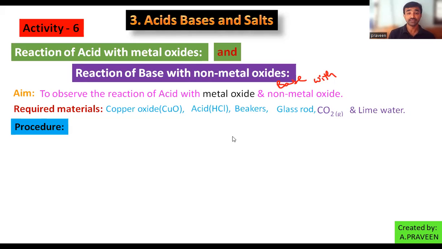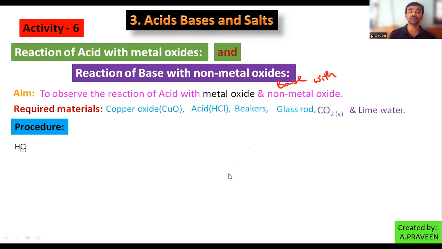I'm not conducting that. Then what about the carbon dioxide and lime water test? We already completed this reaction in activity number 4. We pass carbon dioxide gas, formed by the reaction of an acid with a metal carbonate or metal hydrogen carbonate, through the delivery tube into another tube containing lime water. We observed that a white precipitate is formed. That is giving you a salt, calcium carbonate, and water.